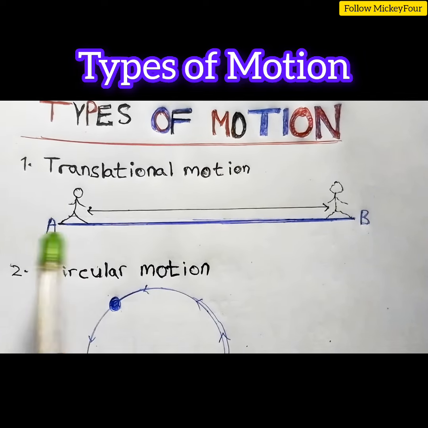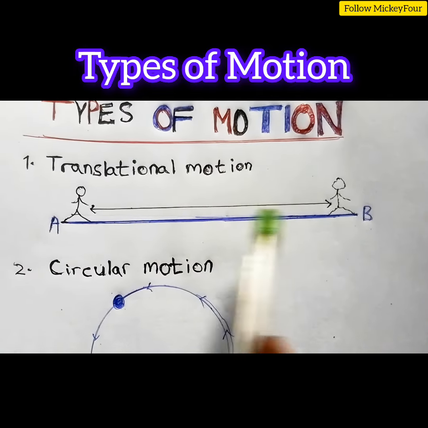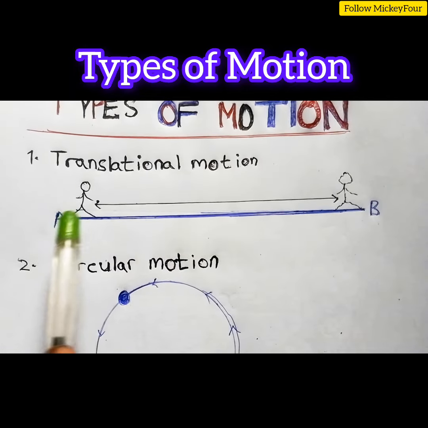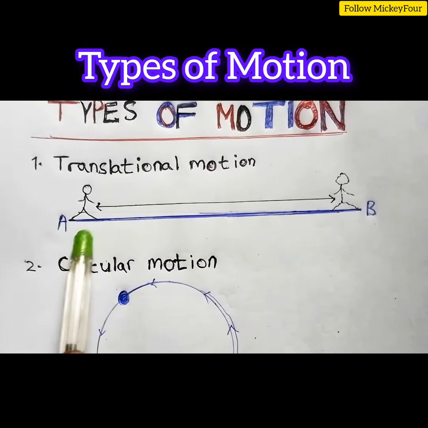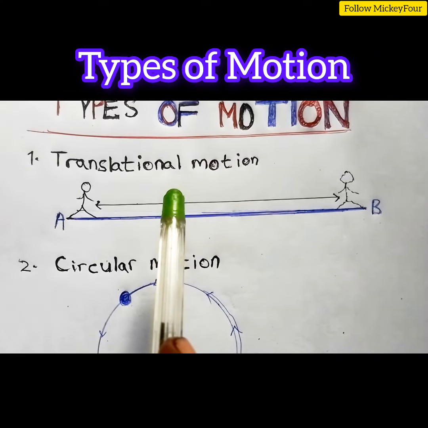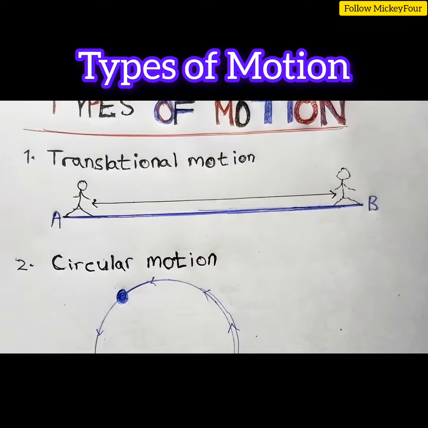Translational motion of a body is the motion of a body from one point to another, let's say point A to point B, along a straight line. For example, the motion of a body from point A to point B is called translational motion. For example, the motion of a car from Abuja to Lagos State is a translational motion.